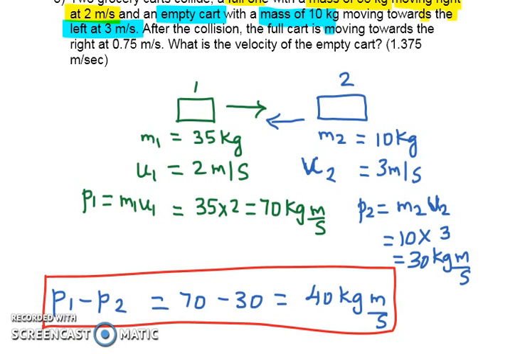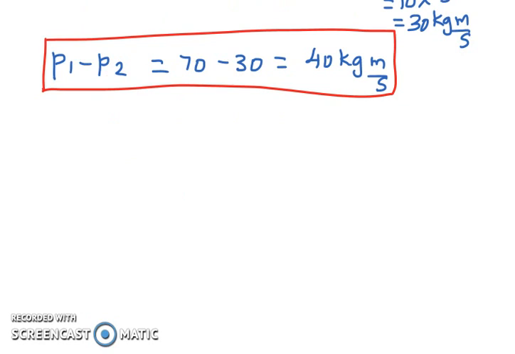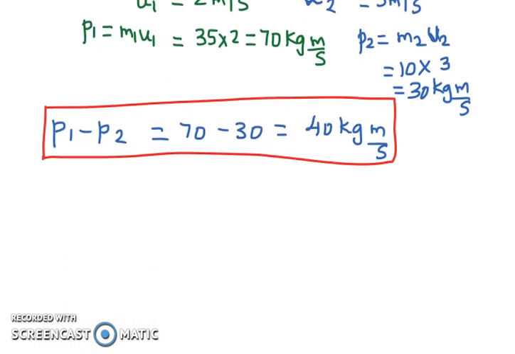Now, let's go to the next part wherein the carts collide, and after collision we have to find the velocity of the empty cart. After collision, the full cart is moving to the right at 0.75 meter per second. Let's draw the situation. They have collided. And now the second is moving towards the left and the first is moving again towards the right. The final velocity V1 is 0.75 meter per second.